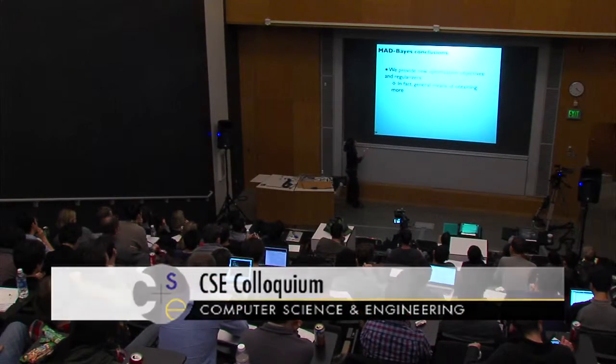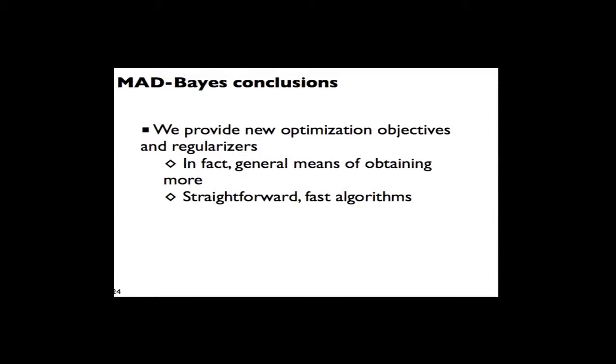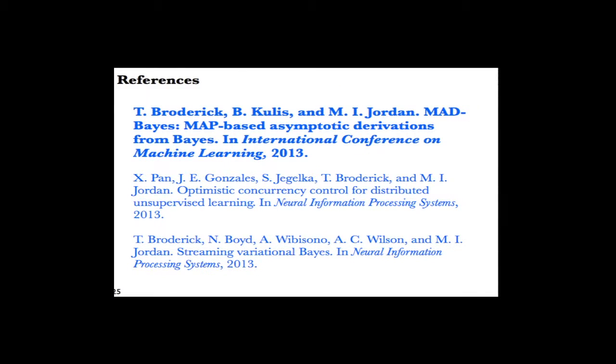And so again, that's the idea here, providing these new objectives and regularizers, and hopefully having these straightforward, fast algorithms like K-means. And so if you're interested in MAD-Bayes, I'll direct you to our MAD-Bayes paper. One of the reasons that it's called MAD-Bayes is that it stands for MAP-based asymptotic derivations from Bayes. Two, check out our optimistic concurrency control paper for information about distributing these computations.